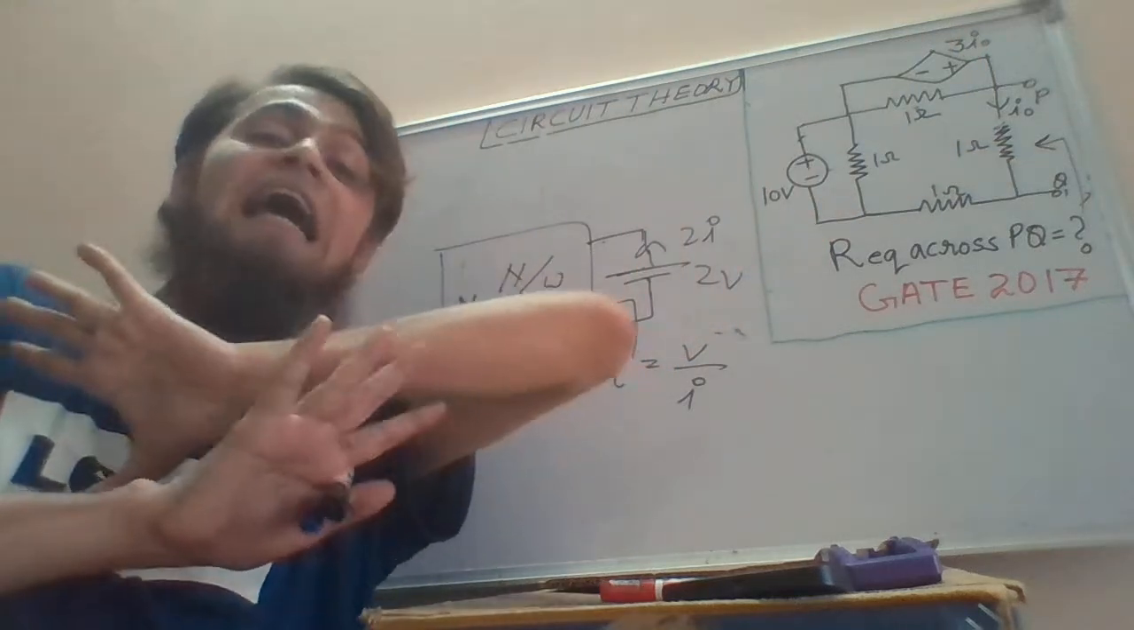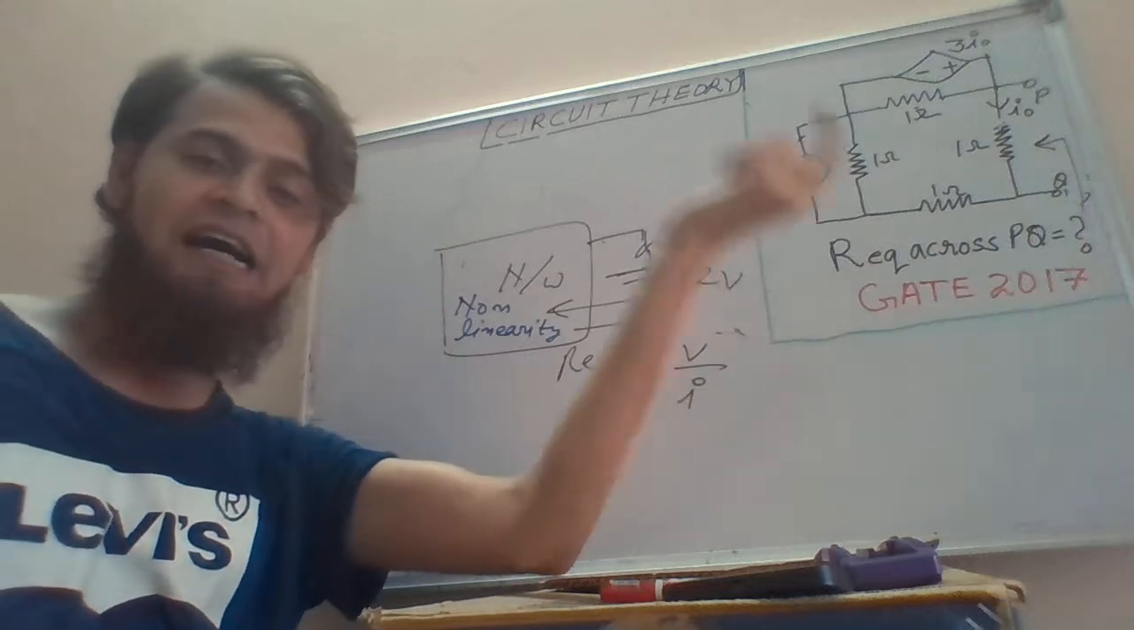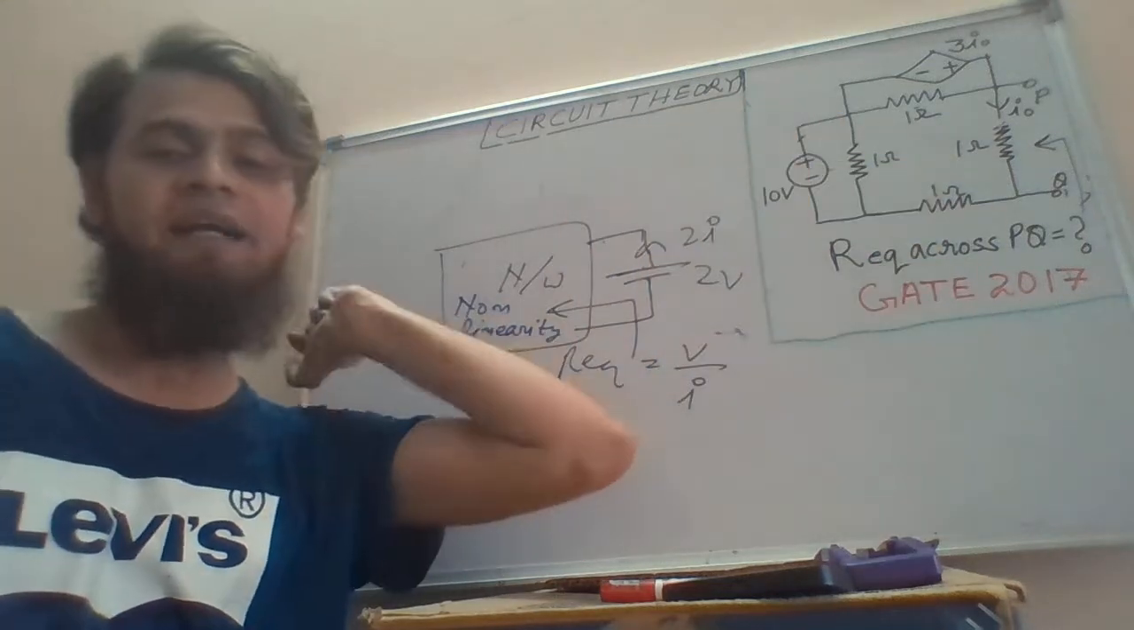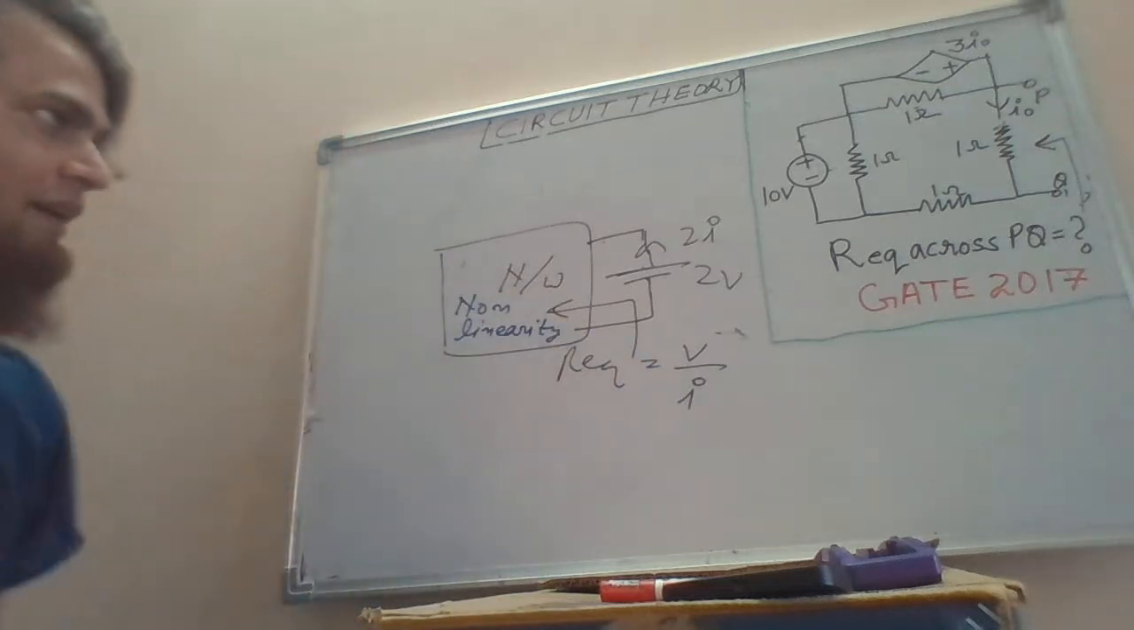They're not creating any ruckus, any problem. The only problem is with the non-linearity, that is, independent sources. So you must kill them. You must deactivate them. Fine.